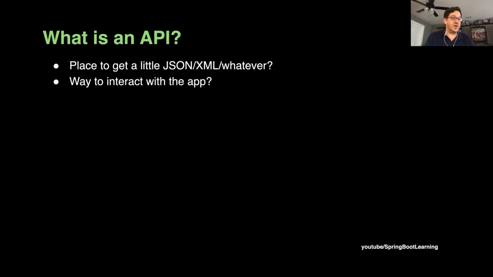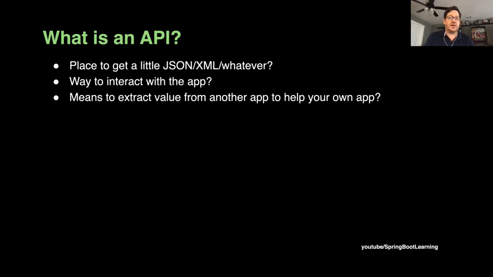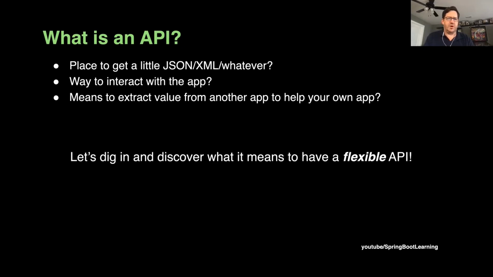Is it a way to interact with the application that you're reaching? Maybe it's the means to extract value from another app that helps out your own app. This could be a mashup situation. Perhaps you're running a fleet of microservices that need to interact with each other, run by different teams. Whatever it is, we're going to dig in and discover what it means to have a flexible API.